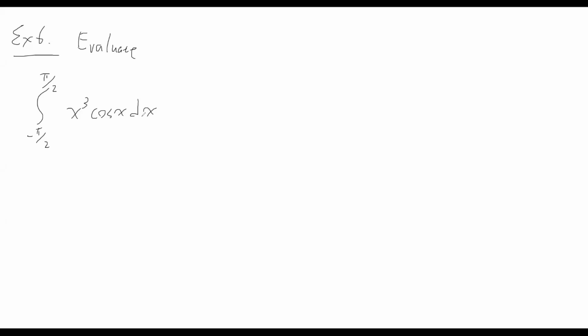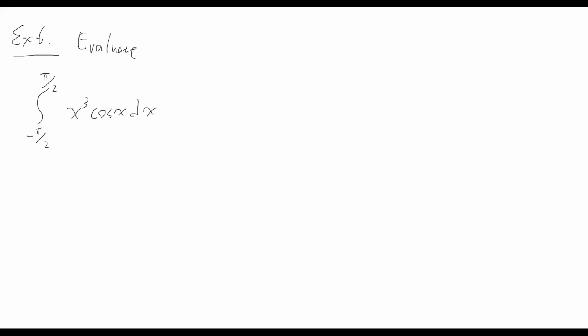All right, our last example here, we have a definite integral from negative pi over 2 to pi over 2 of x cubed times cosine x dx. Now, for this one, you actually need to do integration by parts. But why do you think this appears here? So notice that the bounds negative pi over 2 to pi over 2 are the same distance from 0, right? So negative pi over 2 to 0, and then 0 to pi over 2.